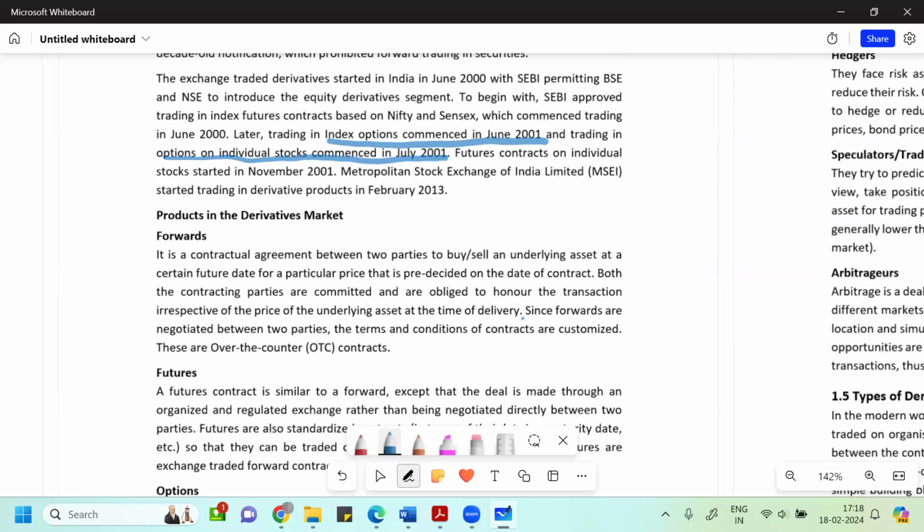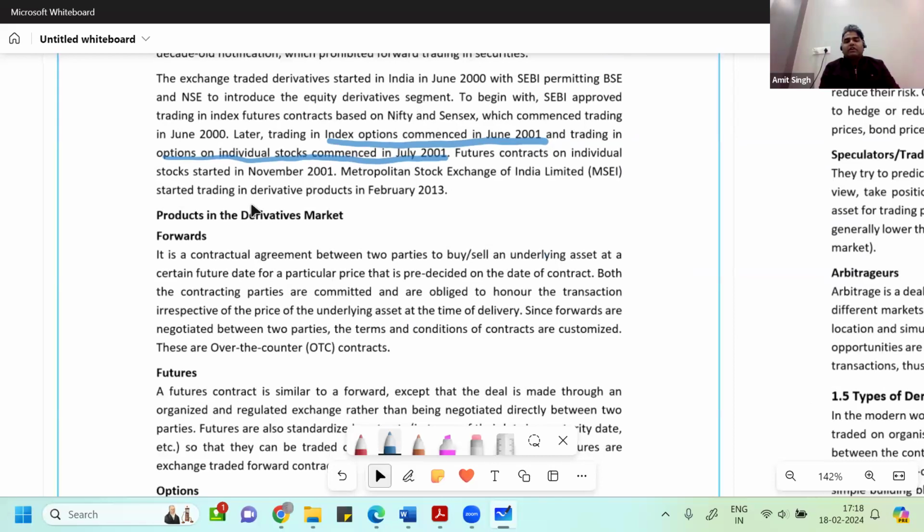Now, discussing further the products in the derivative market, I have already spoken about forward contracts. So what are forward contracts? Forward contracts are basically a bilateral agreement between long and short position holders. It is a contractual agreement between two parties to buy and sell an underlying asset at a certain future date for a particular price that is pre-decided on the day of the contract.